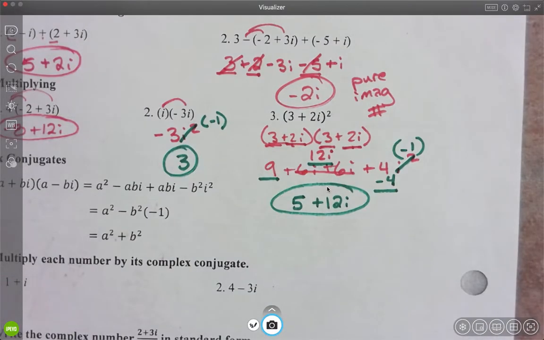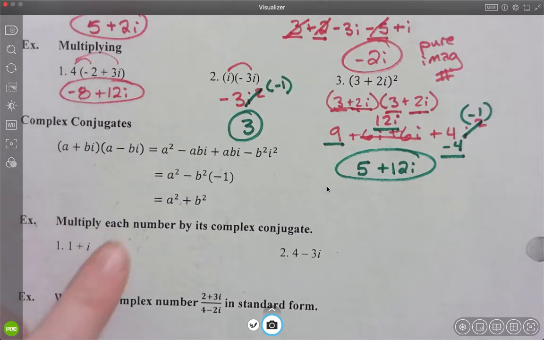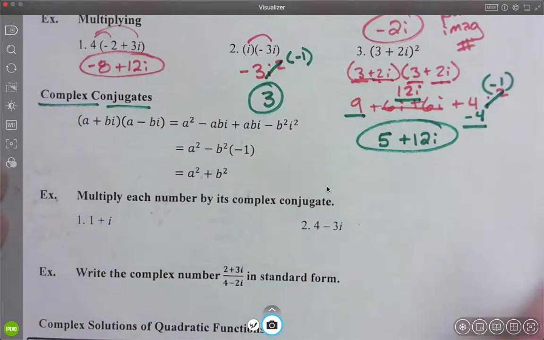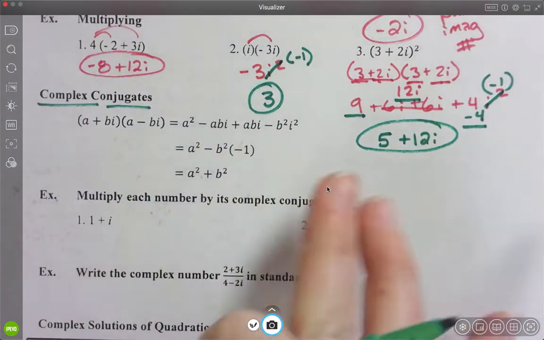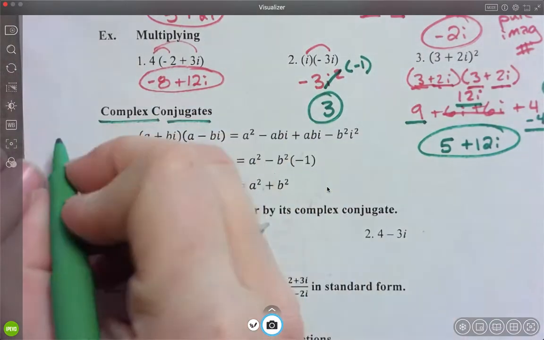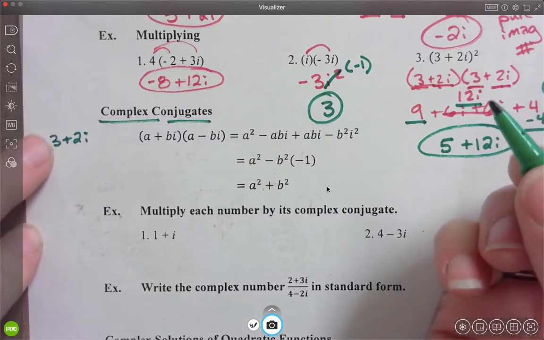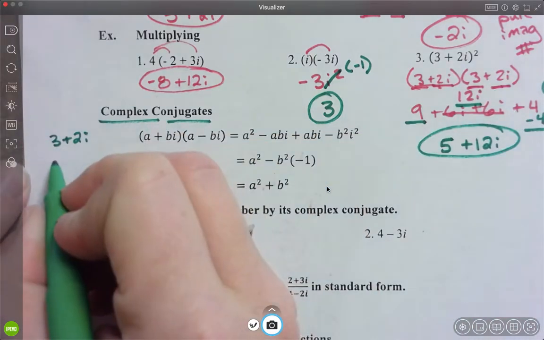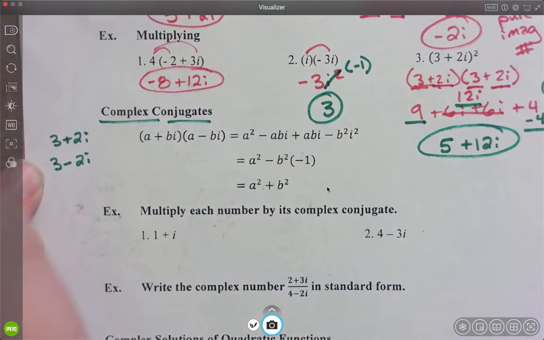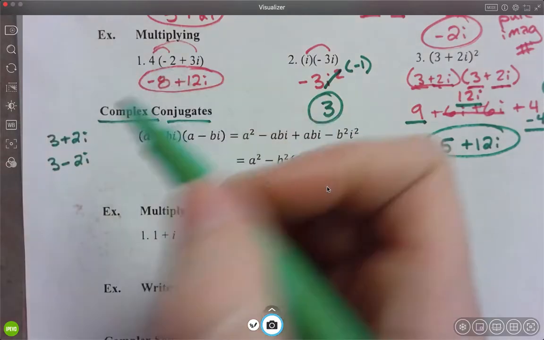Okay, now almost the last thing. We have something called complex conjugates. When you're dealing with the conjugate of a complex number, let's say I start with 3 plus 2i, the conjugate of that would be 3 minus 2i. Because most of the time, the reason why i's exist is for quadratic functions when we're taking the square root.